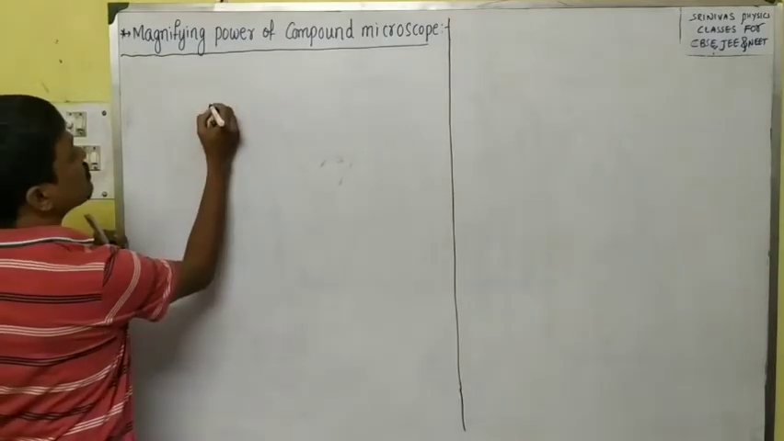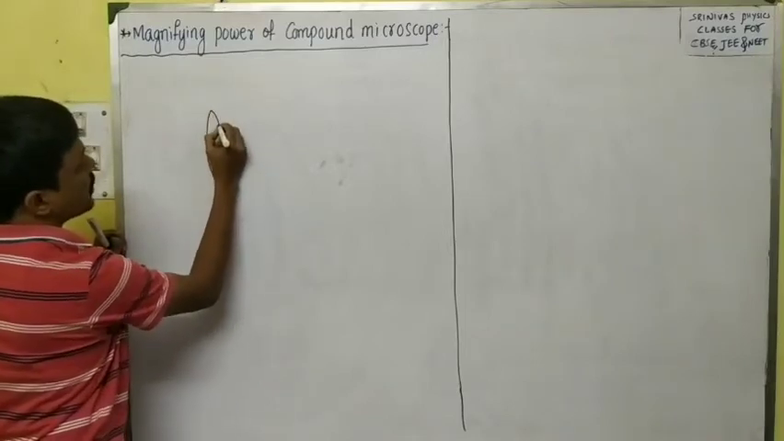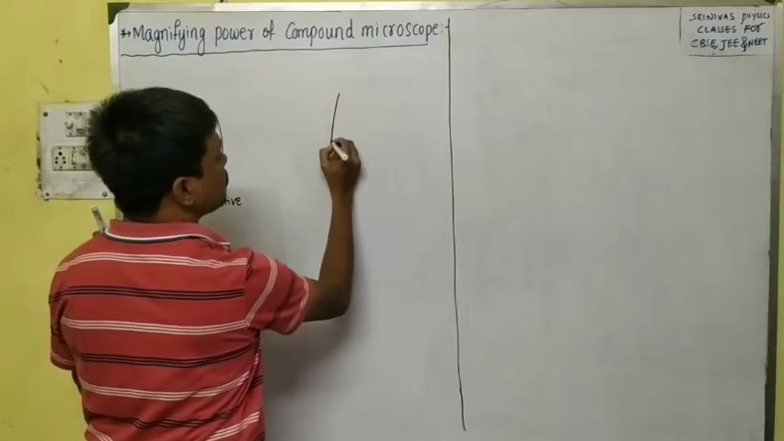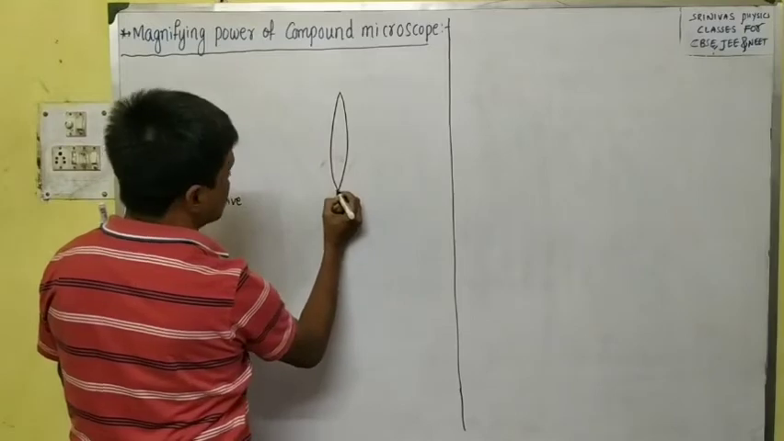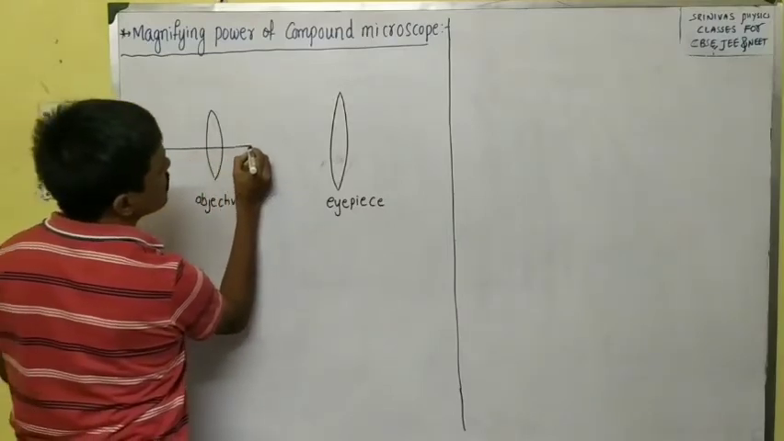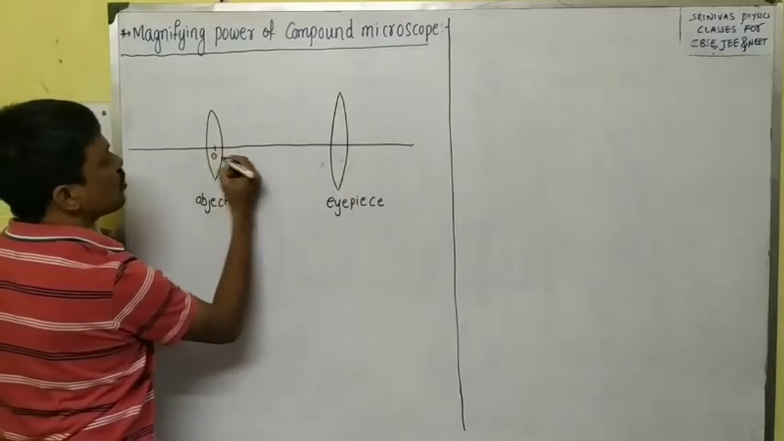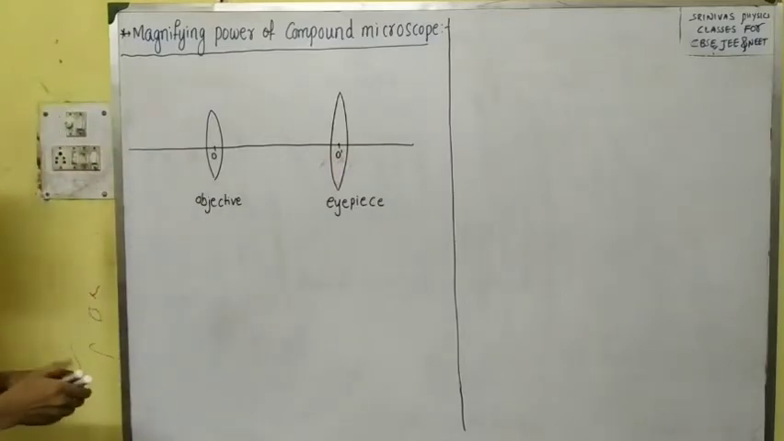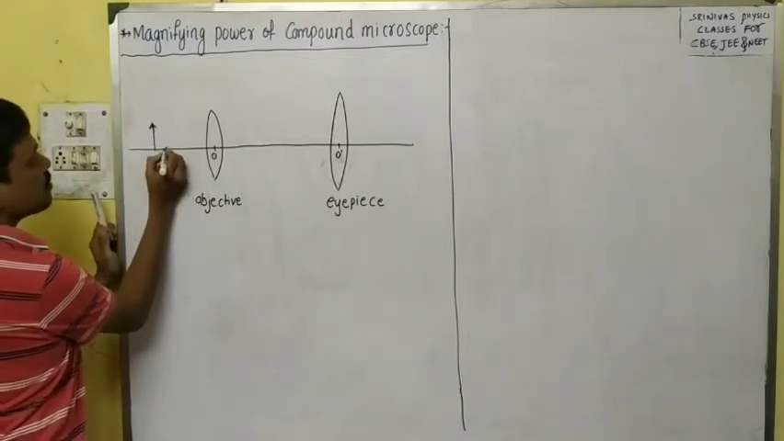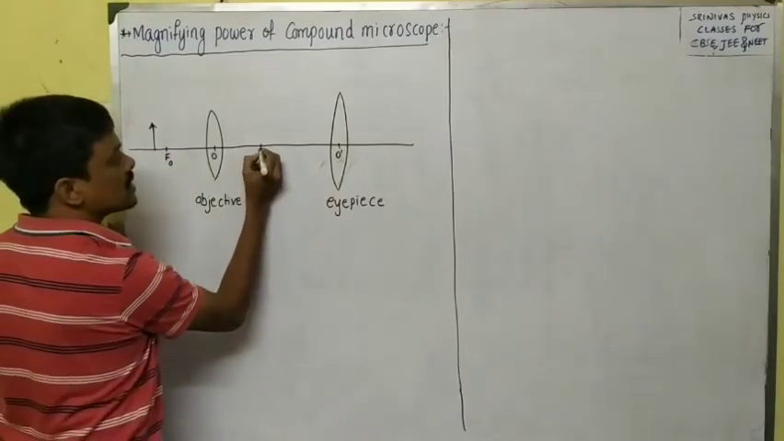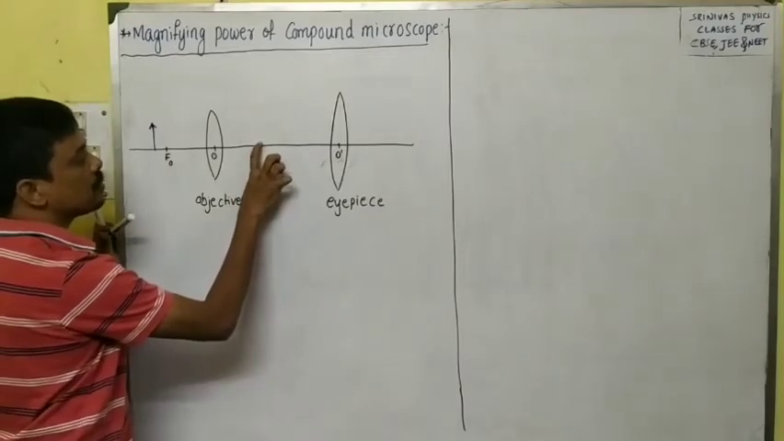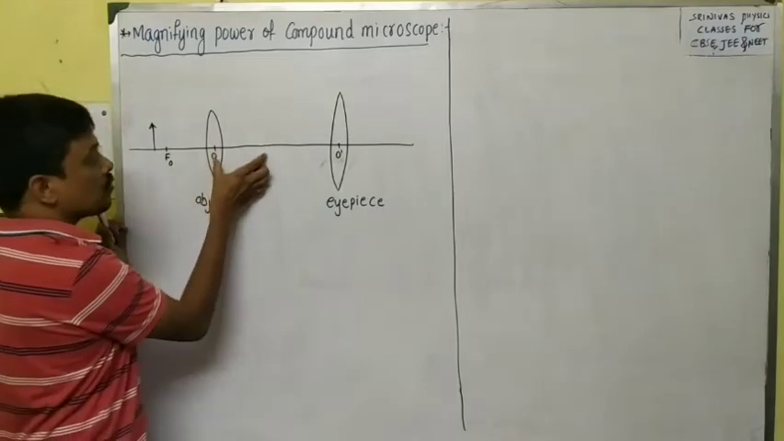Let us see here. This is an objective lens, and this is an eyepiece. The eyepiece has the larger aperture. This is the line passing through the optical centers of the two lenses. This is O, and we can consider this as O dash. Let us take one object AB, and the principal focus. This is the principal focus of the objective, and on this side also a principal focus is there. The principal focus is a point on the principal axis at a focal length distance.